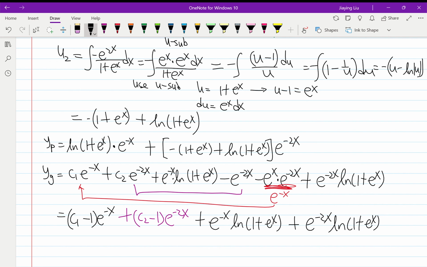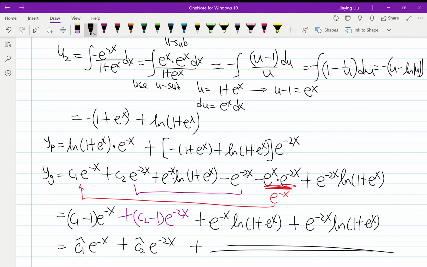One last line before I let you go. So generally, we don't like to leave the coefficient as a subtraction or addition. We can just rename this as a new constant. And I'll be done. So that will be c1 hat. We can just put c1 hat or d1, so e to the negative x, plus c2 hat, e to the negative 2x, plus those two terms at the end.